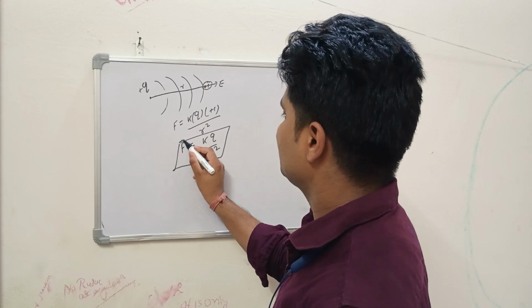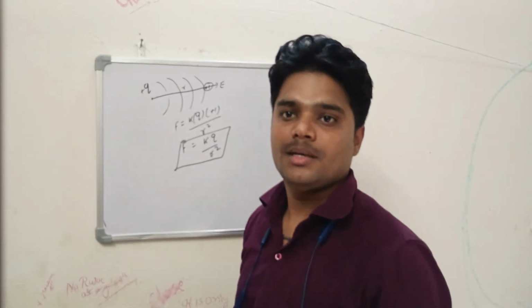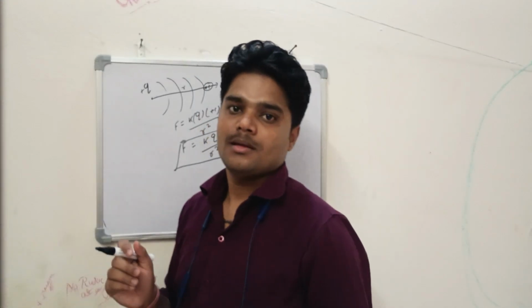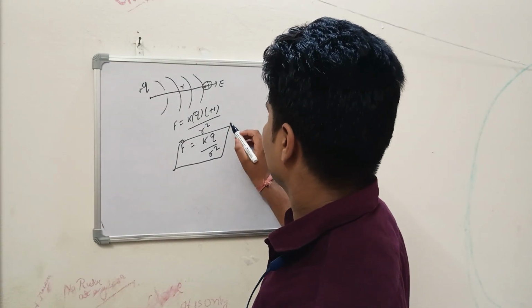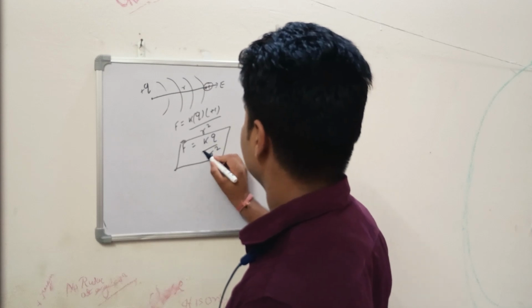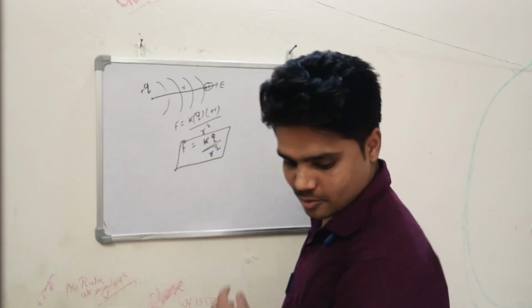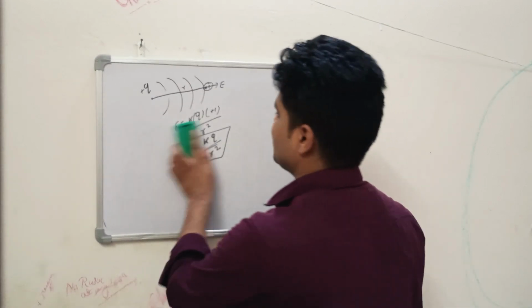So we can define the electric field as basically the force experienced by a plus 1 test charge at that point. So it will be K Q by R square. This is the force experienced by a plus 1 charge at distance R.